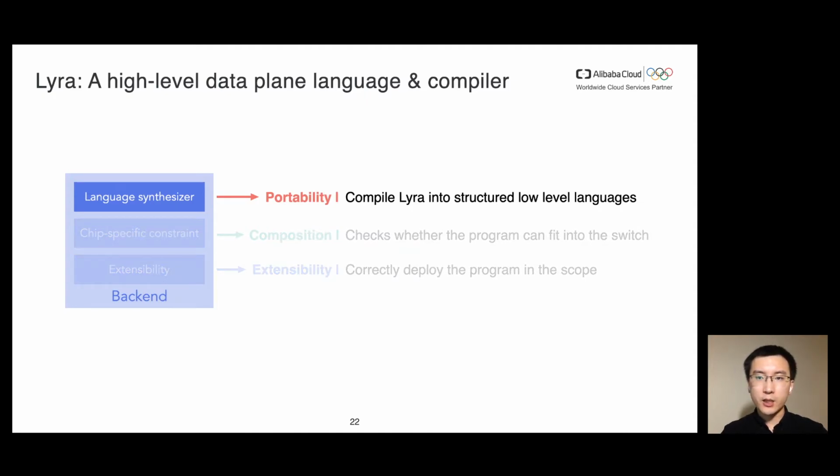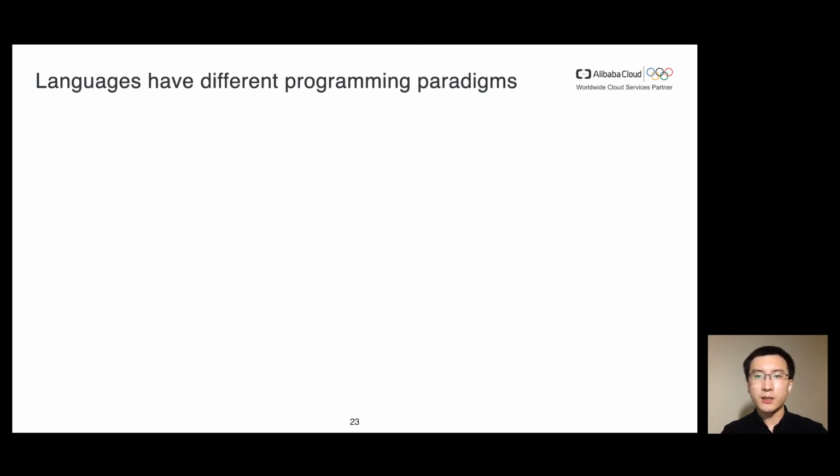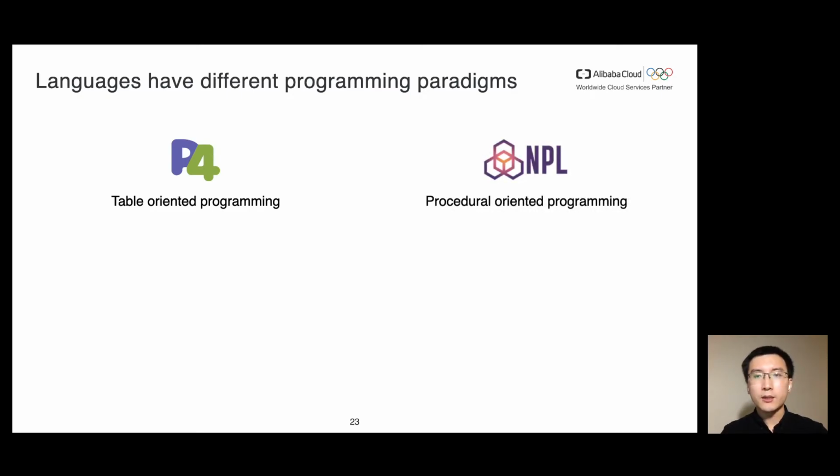First is the language synthesizer. The reason we need multiple synthesizers is because different low-level languages have different programming paradigms. For example, we think P4 is a table-oriented programming language. All of the main logic is implemented by the tables. NPL, on the other hand, is a procedure-oriented programming language. In this talk, I will focus on the P4 language.